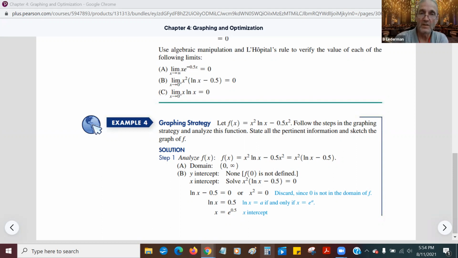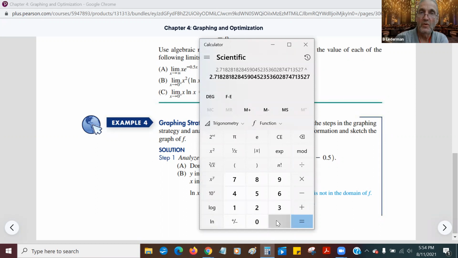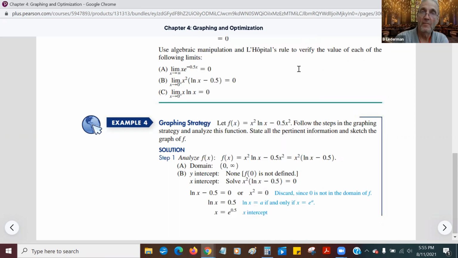Let me tell you right now what that equals. So e raised to the 0.5 power equals 1.6487. And that's going to be the x-intercept. Okay, now that was algebra. Now we're going to move on. Oh, I'm sorry, there's one more thing.